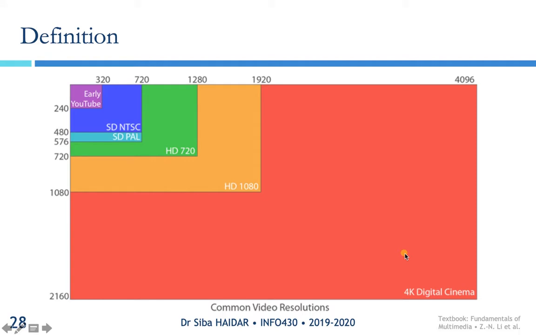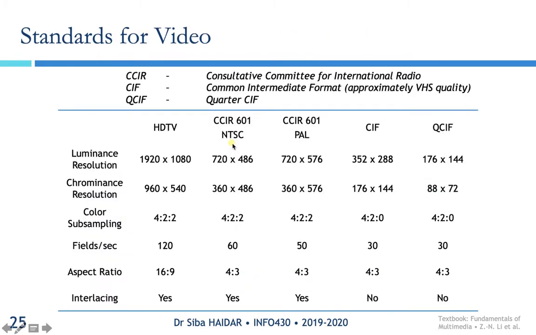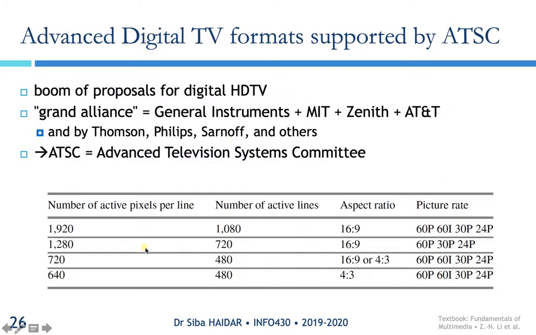Here is a small comparison between the early YouTube video. Remember the early YouTube video, it was 320 times 240, and then you can see the NTSC, which has fewer lines than the PAL, and you can see the HD720. You saw here the HD720.